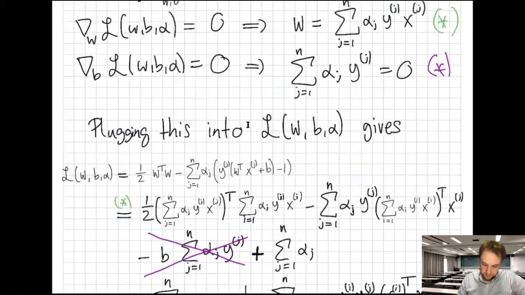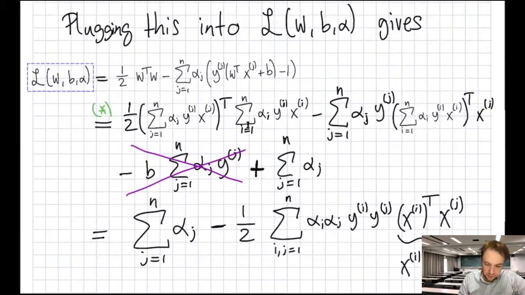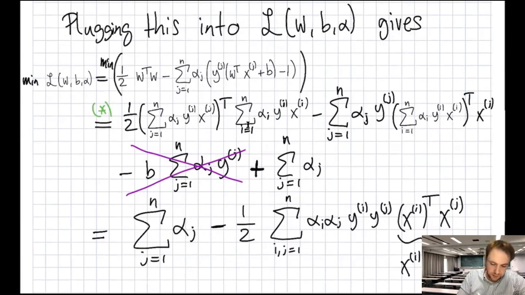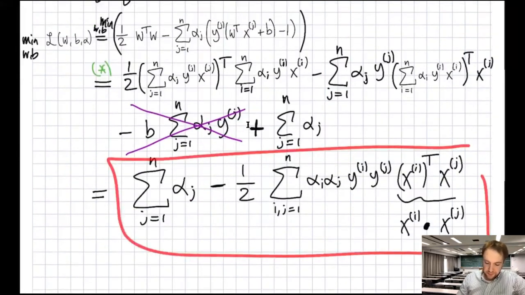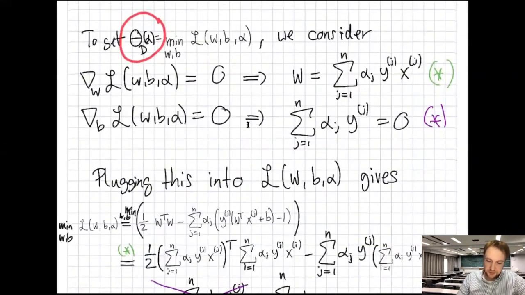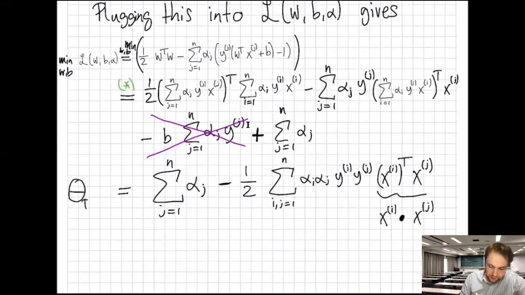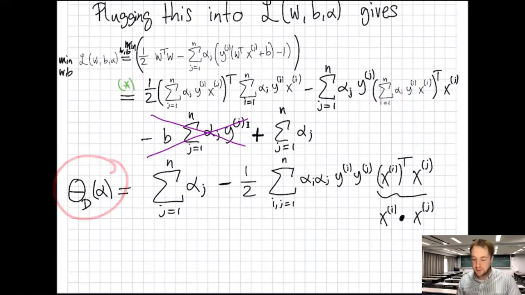So now here I should also really write the minimum, the minimum over w and b, because at this point we use that the derivative equals zero. And therefore this in the end is what we call theta d, the dual theta depending on alpha. And the nice thing is that this function now just depends on the dot product of these feature vectors.